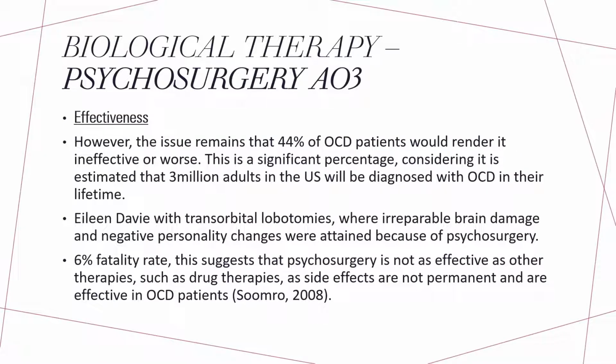However, the issue remains that 44% of OCD patients would render it ineffective or worse. This is a significant percentage, considering it is estimated that 3 million adults in the US will be diagnosed with OCD in their lifetime. So, let's say all 3 million adults diagnosed with OCD were unresponsive to alternate means of treatment. 44% of them approximately may not reap any benefits, or may come out worse. So that's still a disadvantage as to the effectiveness.